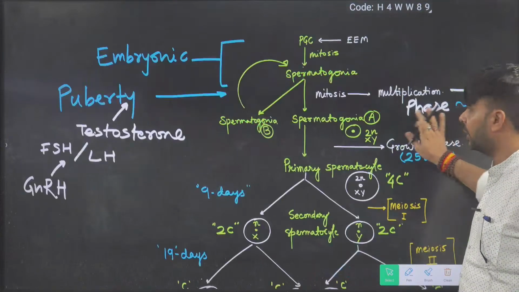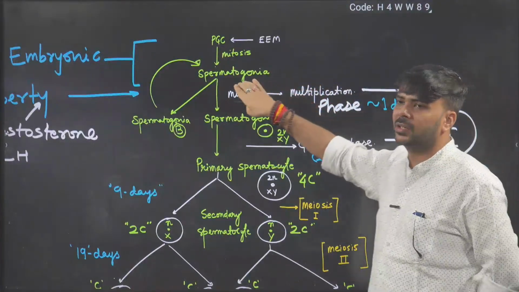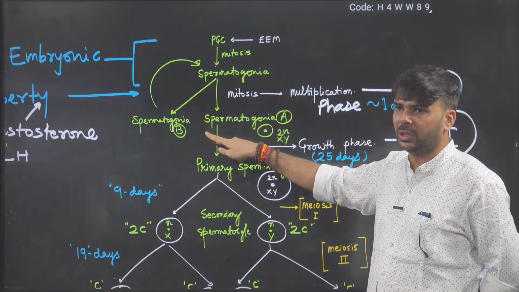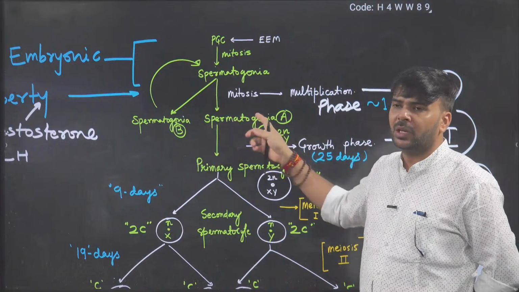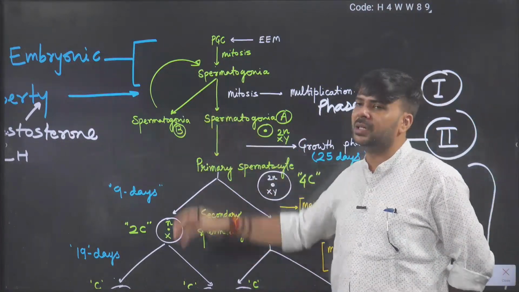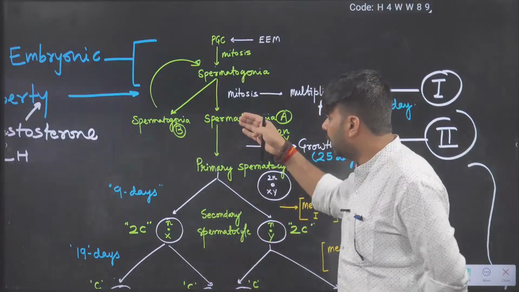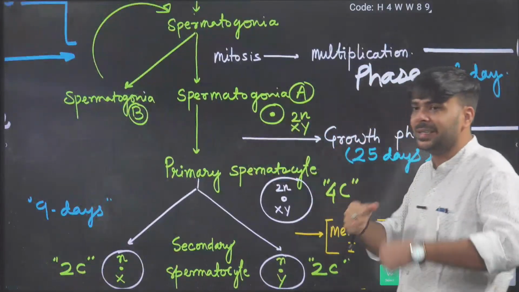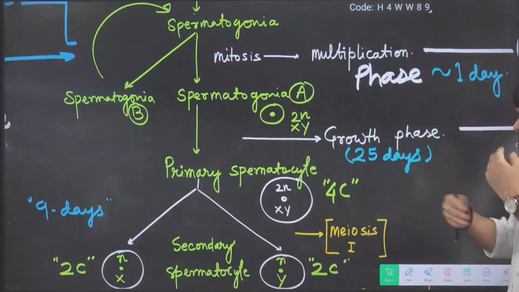Okay, puberty point clear. It means these reserve cells, spermatogonia, form spermatogonia A and B. A participates in division, and B is the reserve cell. A participates in division by first growth phase. It increases in size by eating.